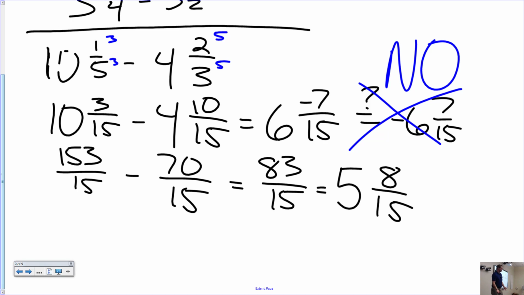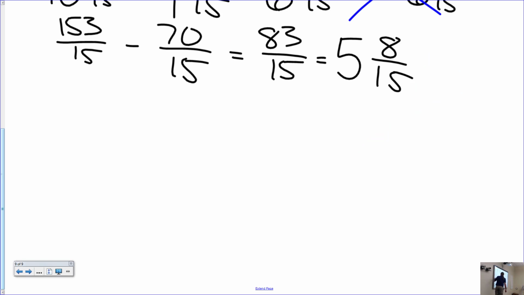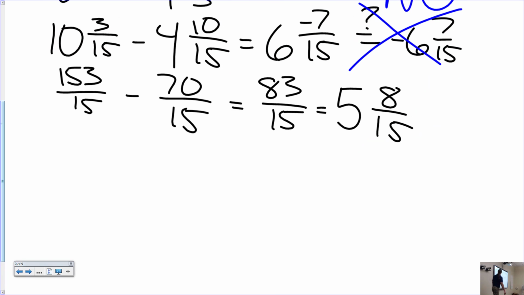That always works, converting to an improper. Now, I heard somebody say that you can also borrow. That is a perfectly okay technique as well. I have no problems if you borrow when going about doing this.